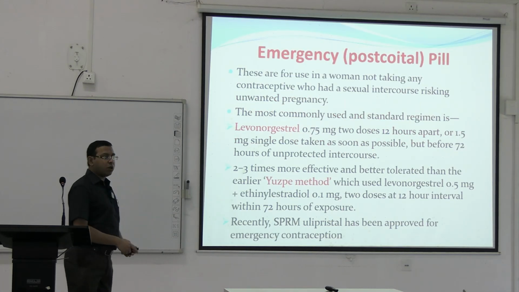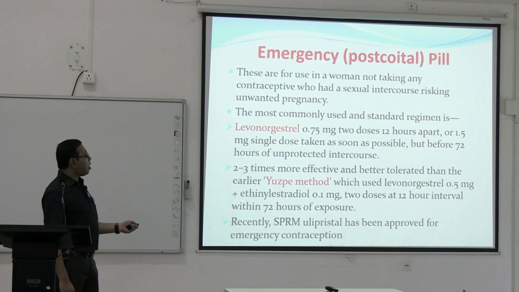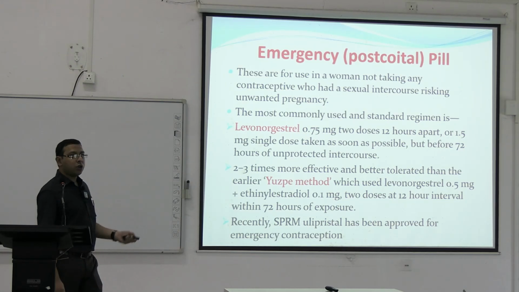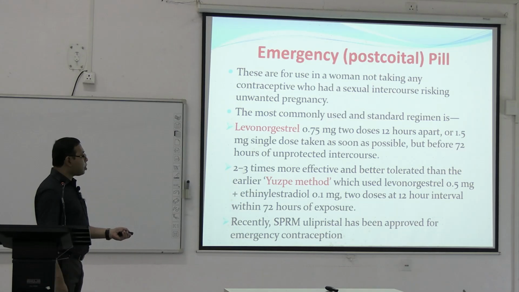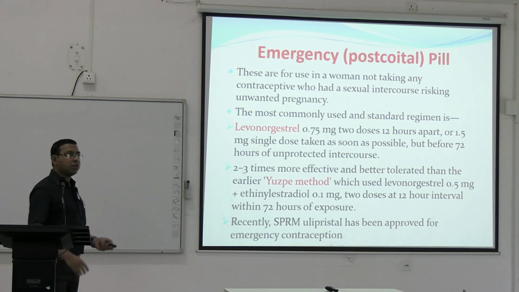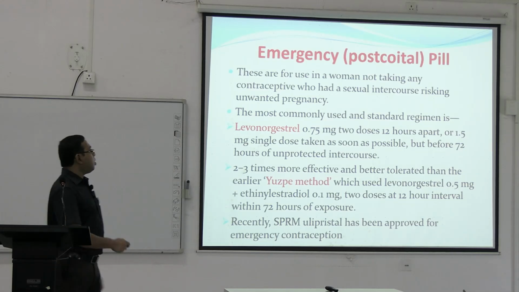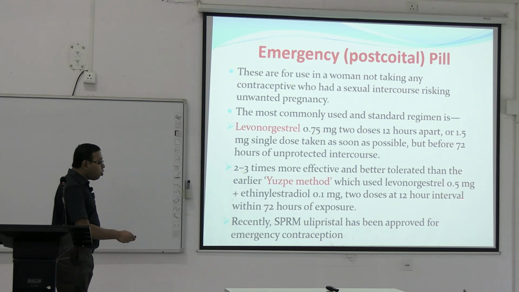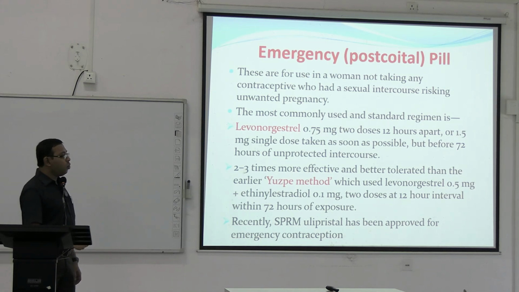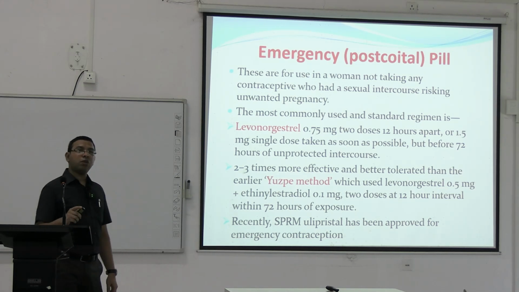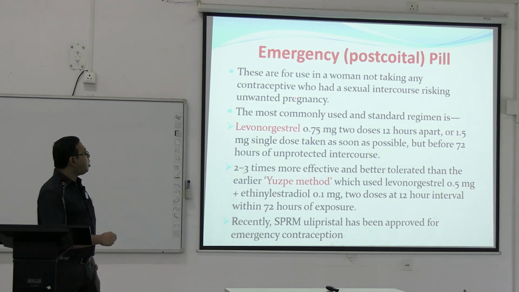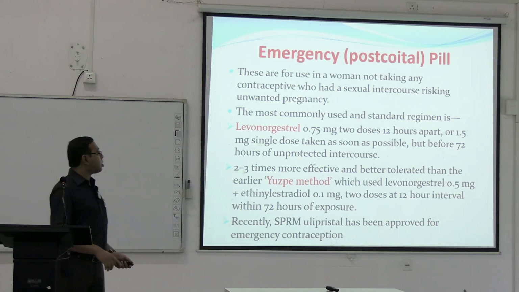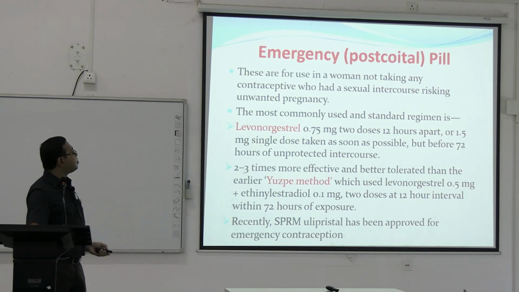The earlier method is the UJPE method, which uses levonorgestrel 0.5 milligram plus ethinylestradiol 0.1 milligram, 2 doses at 12-hour interval within 72 hours of exposure. Recently, as we have already seen, ulipristal has also been approved for emergency contraception. So for emergency contraception, you have to write about levonorgestrel, the combination of lower dose levonorgestrel plus ethinylestradiol, and ulipristal, which is a selective progesterone receptor modulator. All this has to be used within the 72 hours, and usually 2 doses are needed.